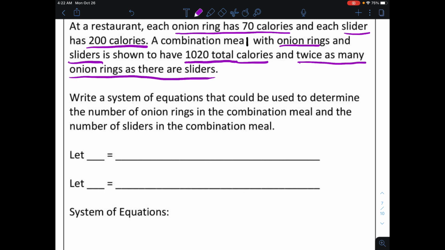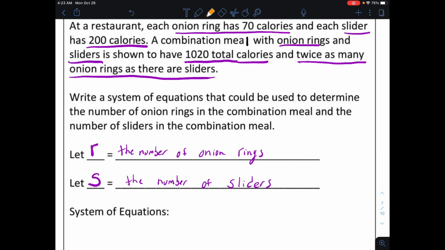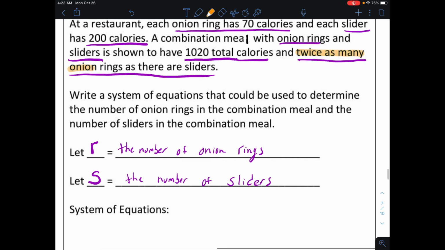Before we start writing our system, let's first define our variables. I'm going to let R represent the number of onion rings, and S represent the number of sliders. Now we're ready to start writing our equations off of the situation. Let's try to relate R and S together. They tell us that this combination meal has twice as many onion rings as there are sliders. So I have twice the number of onion rings as there are sliders, so R is equal to 2 times S.